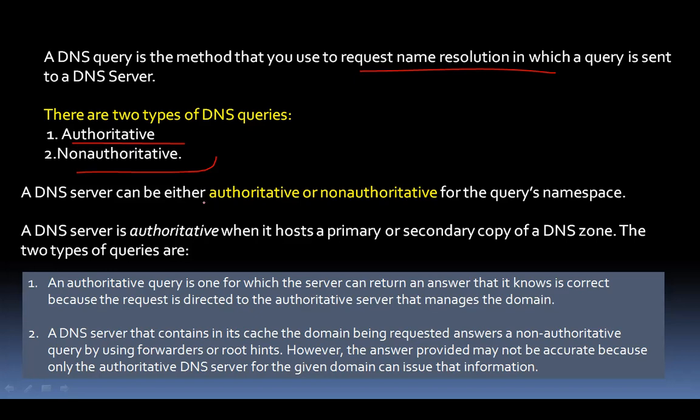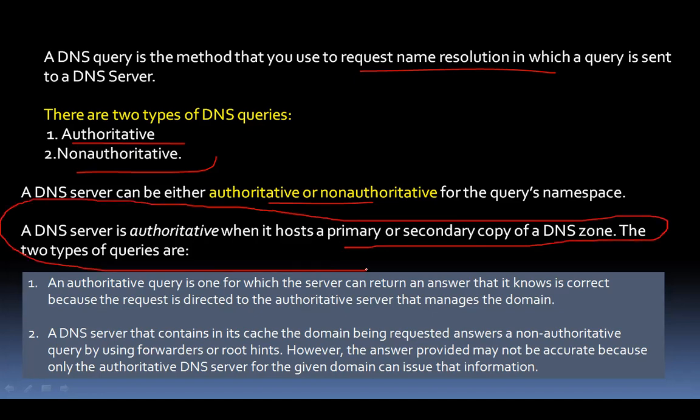A DNS server can either be authoritative or non-authoritative for the query's namespace. What will happen in authoritative? A DNS server is authoritative when it hosts a primary or secondary copy of a DNS zone. So if it has a primary or secondary copy of the DNS zone, it will be your authoritative DNS server. An authoritative query is one for which the server can return an answer that it knows is correct, because the request is directed to the authoritative server that manages the domain.